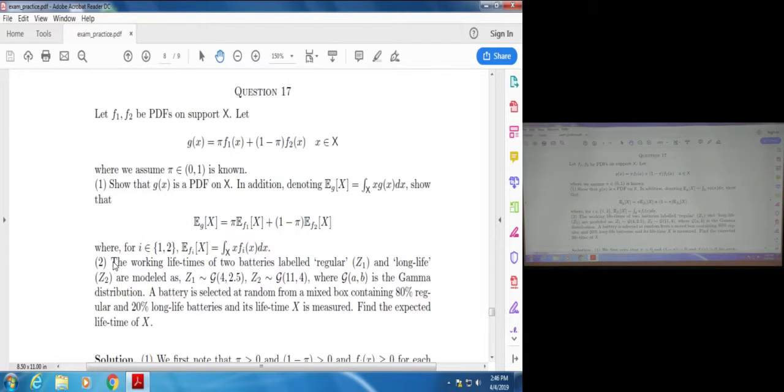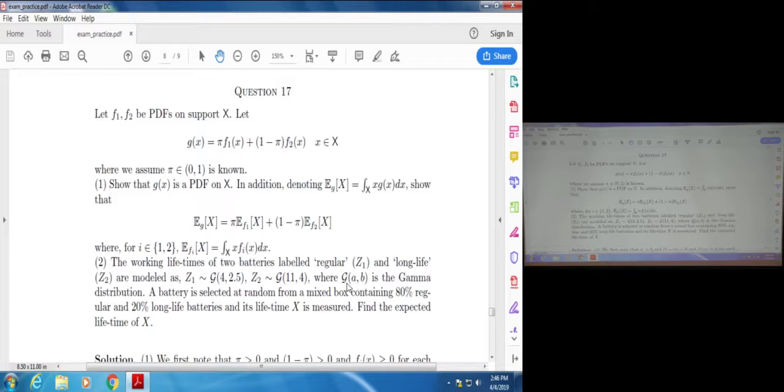Okay, part 2. The working lifetimes of two batteries, this is the last time I have to talk about working lifetimes of batteries, are regular or long life. Regular, Z1, has a gamma distribution with parameters 4 and 2.5, and long life has a gamma distribution with parameters 11 and 4. In an exam we will tell you that this random variable has an expectation of a over b. But in the year that I taught this particular course, the students could already do that, so that's why I'm telling you that.